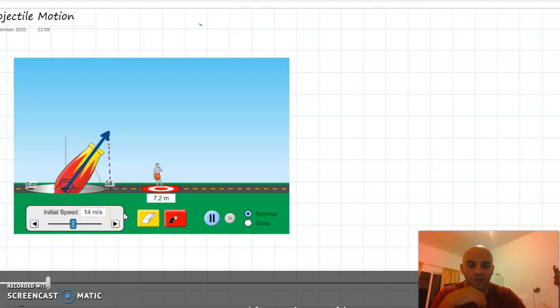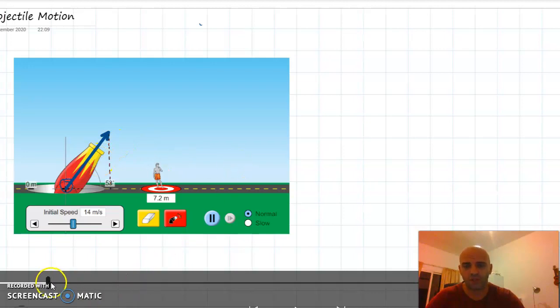Okay, so I'm just going to show you how to analyze projectile motion. Let's say, for example, we start off with our simulation, and our simulation says we've got a cannon launching a cannonball at an initial speed of 14 meters per second. If you can make it out there, it says 53 degrees as the angle that I set. I chose that angle. Okay, so this is just a picture.